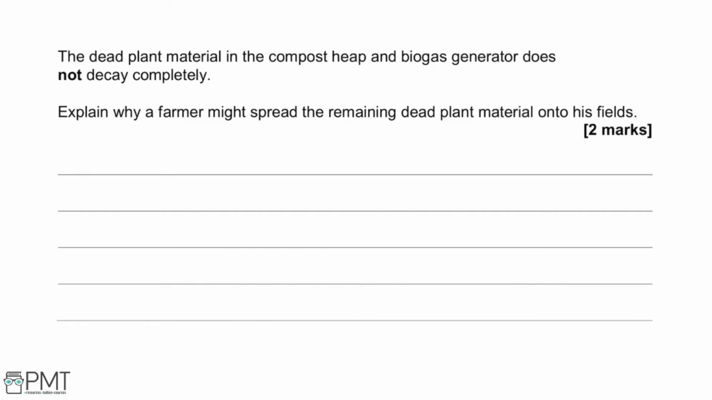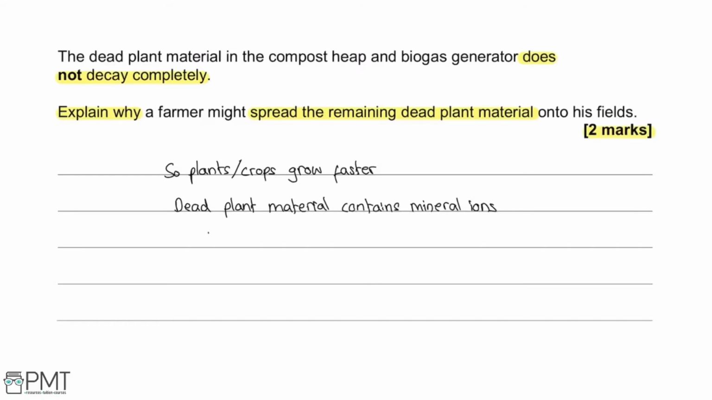The dead plant material in the compost heap and biogas generator does not decay completely. Explain why a farmer might spread the remaining dead plant material onto his fields, and this question is worth 2 marks. So the reason the farmer does this is to make the plants or the crops that they're trying to grow faster, and this is due to the dead plant material that they've spread over the fields containing lots of mineral ions which are good for the plants.